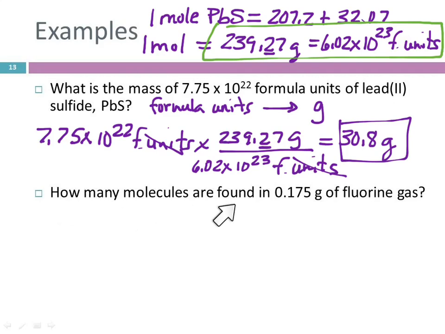How many molecules are found in 0.175 grams of fluorine gas? So what unit are they giving us? Grams. And what unit are they asking for? Molecules. So again, this is one that could be done in one step or two steps. I'm going to show you the two-step method. And which way you do it just depends on how your brain works. Whichever one makes more sense to you, they are both entirely correct.